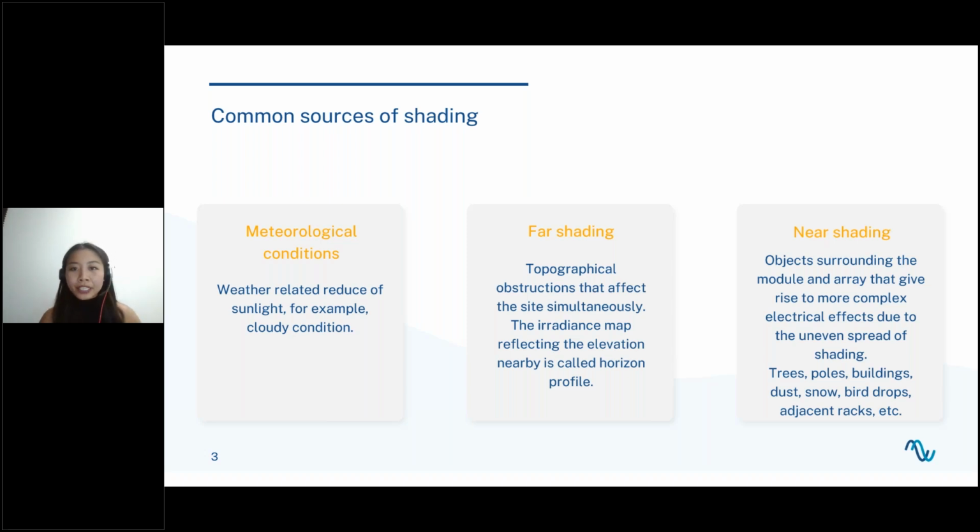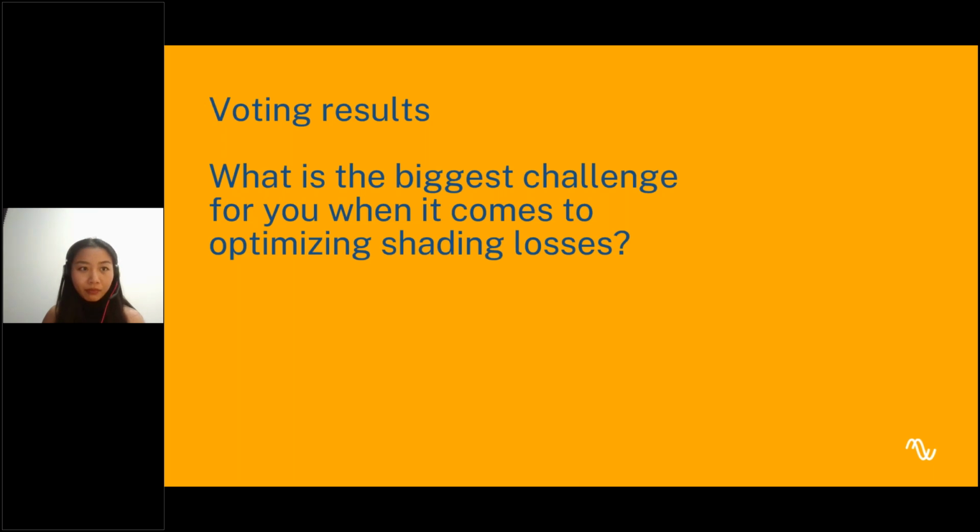Finally, we have the near shading. The near shading is caused by near shading objects such as trees, buildings, poles, adjacent racks, etc. And this causes more complex and uneven electrical behavior of our system. And we will dive into all these topics later in our webinar. Now let's have a look at the results.